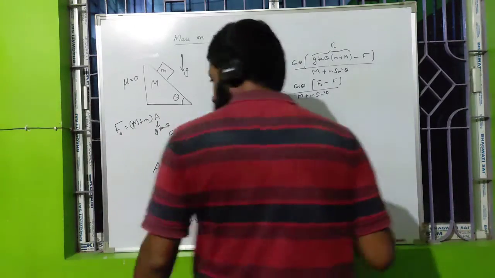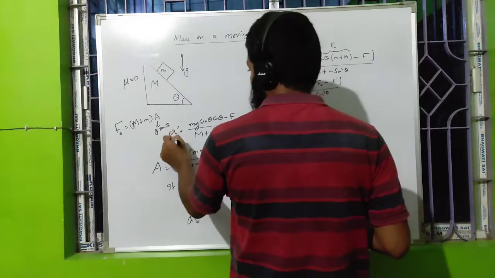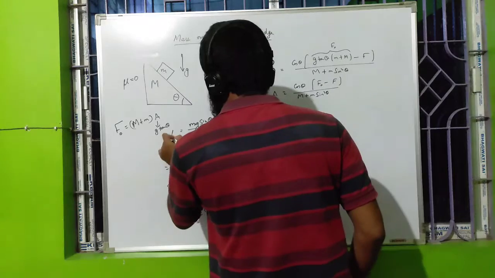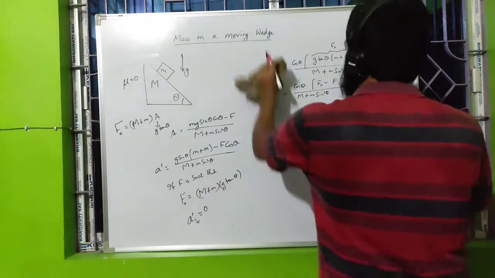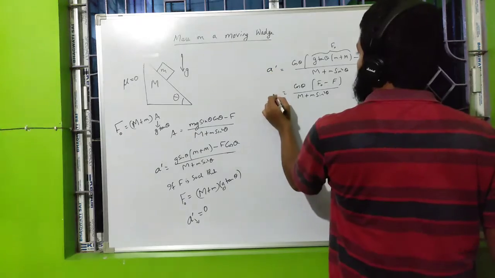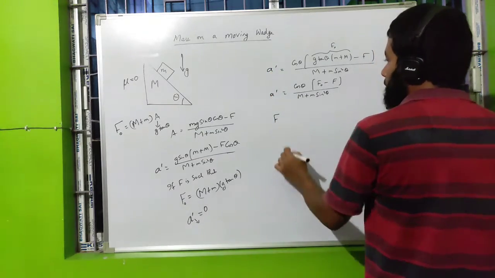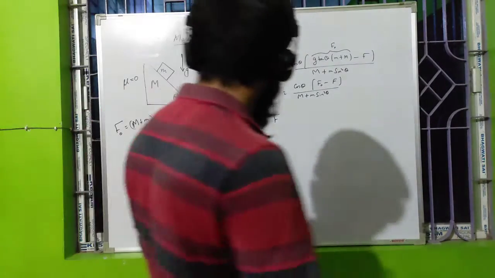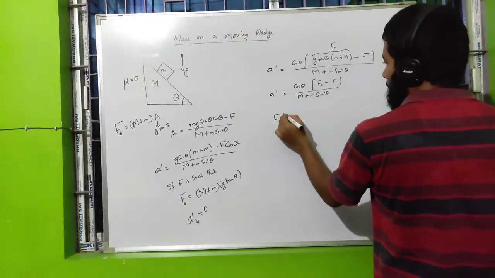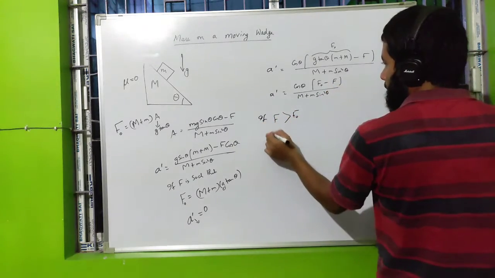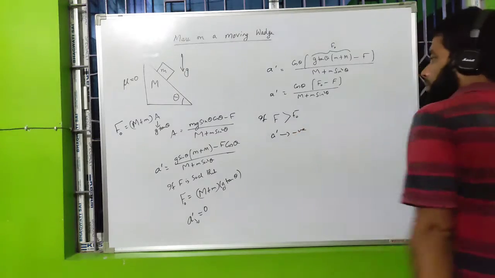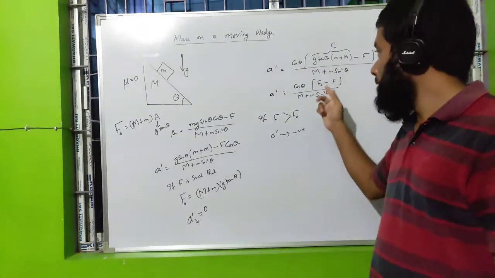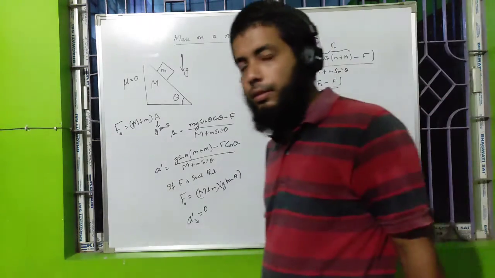I'm sorry, in the results which I did earlier, I should have written this as A prime. This is A and this is A prime, so just interchange it. This should be A prime. I hope you understood what I meant. From this, if F is greater than F naught, then A prime comes out to be negative. And if F is less than F naught, then A prime comes out to be positive, right?